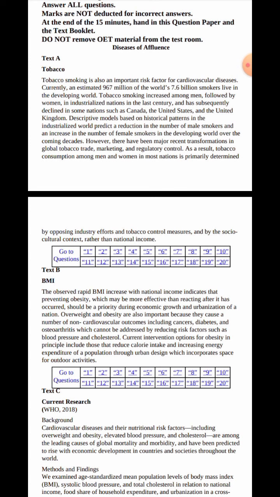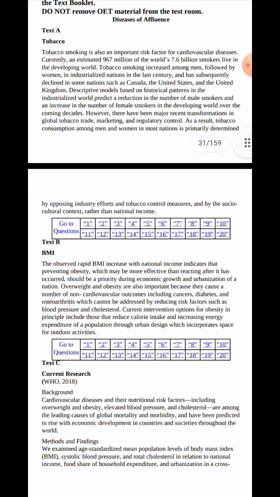So let's start our scanning now. Are we ready? We are starting with BMI. You can see the first line, current intervention, not there. Second line for BMI, preventing obesity, not there. The third line, not there. The fourth line, not there. Fifth line, not there. Sixth line, not there. Seventh line, here it is. Seventh line: current intervention option for obesity in principle includes those that reduce calorie intake. So now you can see that the answer here is in text B, and it is obesity.